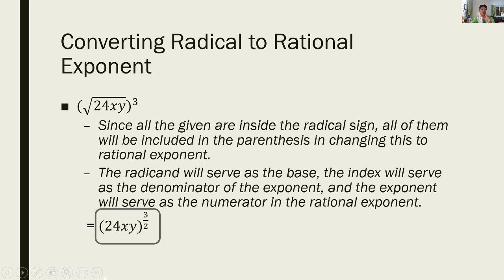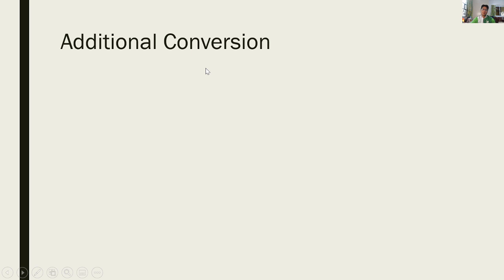So, again, I'm hoping that you understood yung conversion po natin ng rational exponent to radical and vice versa. Okay? Now, additional conversion para po sa atin. 3xy raised to 2/5. Then, all of this is raised to another power, which is 1/3. So, if you will be working with that one, focus kayo sa una. Again, this is the 5th root of the square of 3xy. The square of 5th root of 3xy.